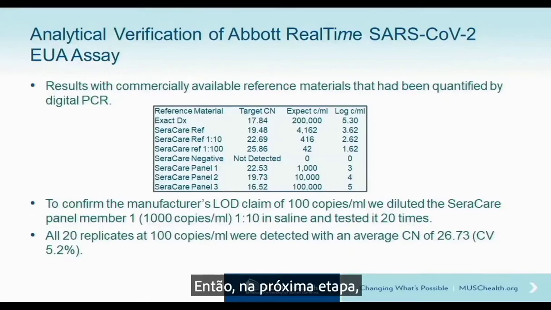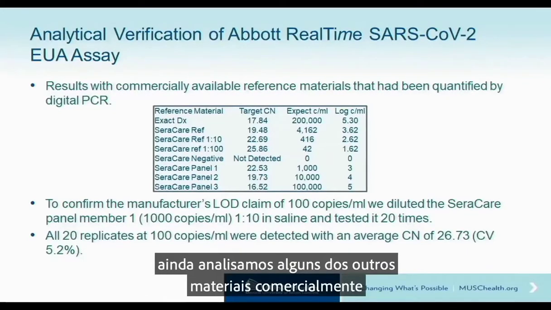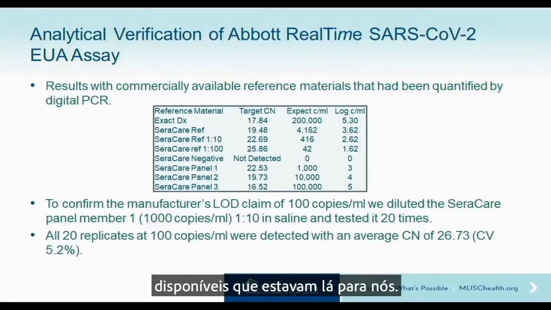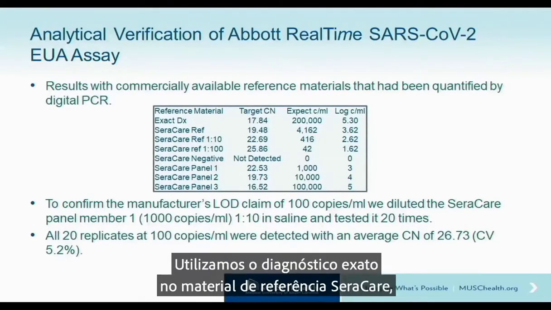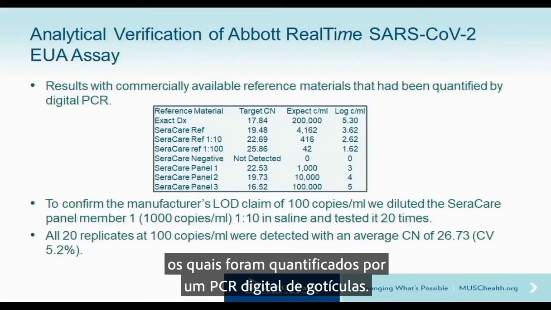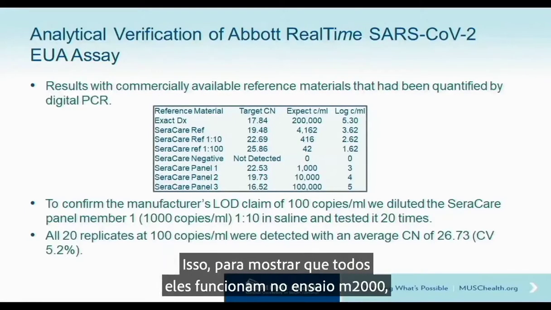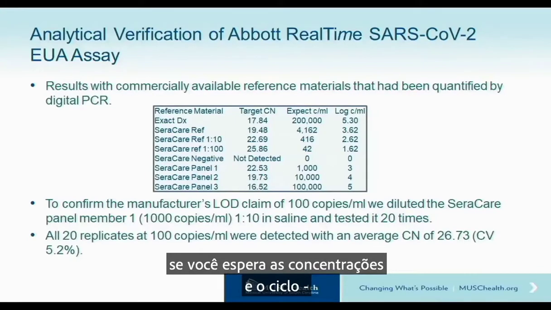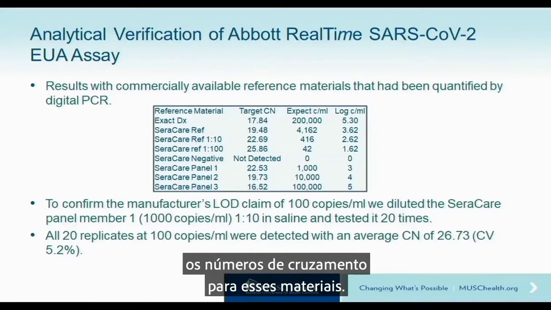So the next step was to look at some of the other commercially available material that was there for us. We used the Exact Diagnostics and the SeroCare reference material, both of which have been quantified by digital droplet PCR. This just shows you that they all worked in the M2000 assay. It gives you the expected concentrations and the crossing numbers for those materials.